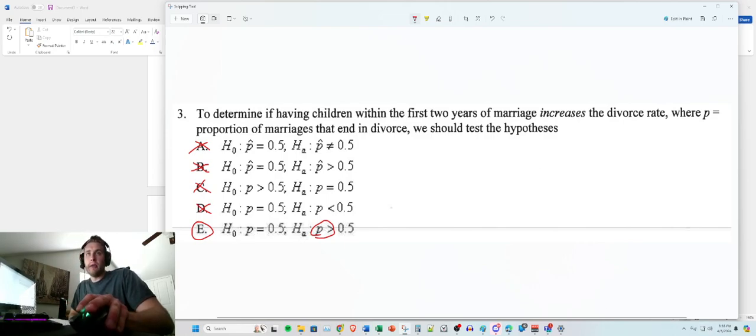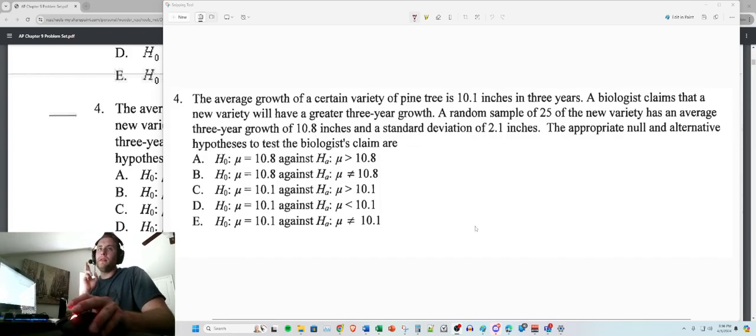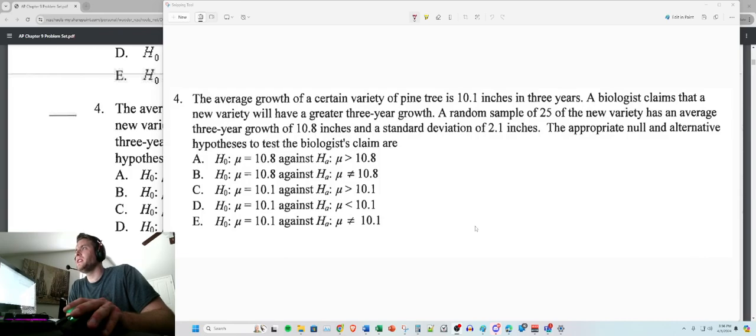All right. I want to show one more of these. So here we have a biology question. It says the average growth of a certain variety of pine tree is 10.1 inches in 3 years. A biologist claims that a new variety will have a greater 3-year growth. A random sample of 25 of the new variety has an average 3-year growth of 10.8 inches and a standard deviation of 2.1. We want the appropriate null and alternate hypothesis.